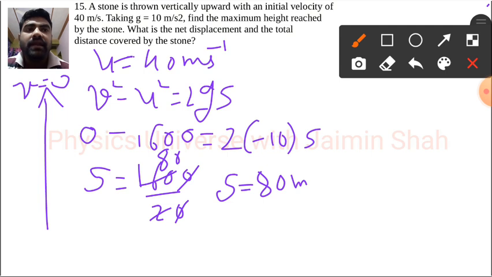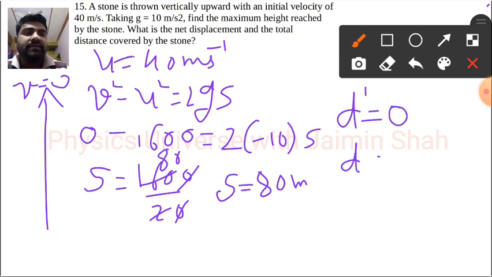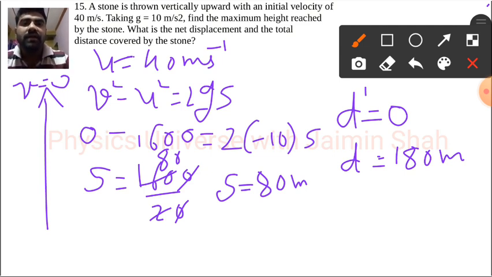Now what is the net displacement and the total distance? So net displacement, if this question is asked for the total journey, then net displacement will be 0. And the total distance covered by the object, if they are talking about the whole journey of that stone, is 180 meter.